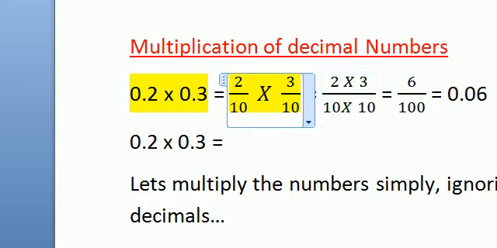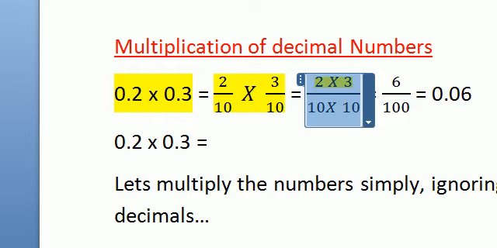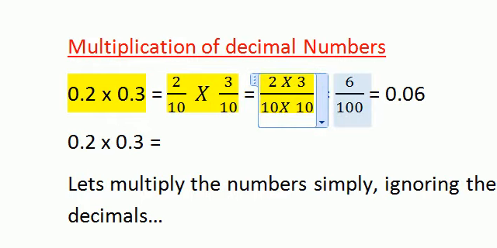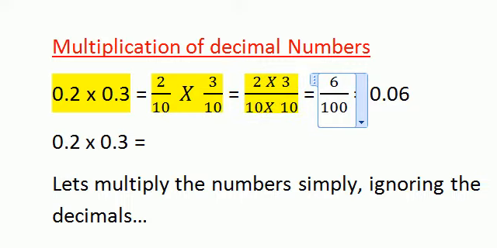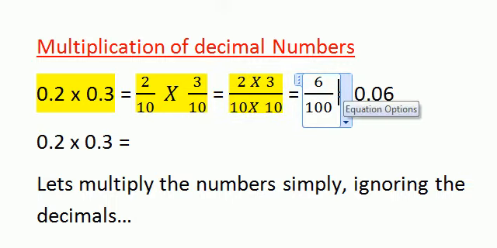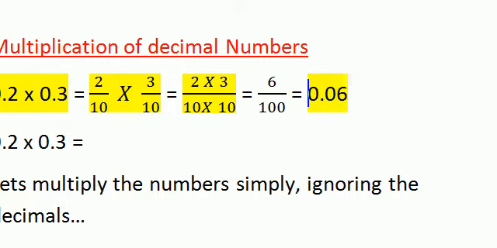Now we know the multiplication of fractions: numerator multiplies with numerator and denominator multiplies with denominator. So here the numerators have been multiplied and also the denominators have been multiplied. The end result is 2 multiplied with 3 is 6, and 10 multiplied with 10 is 100. Now we know how to convert a fractional number back into its decimal equivalent. We write 6 and move back 2 places because there are 2 zeros in the denominator, and so the final answer is 0.06.